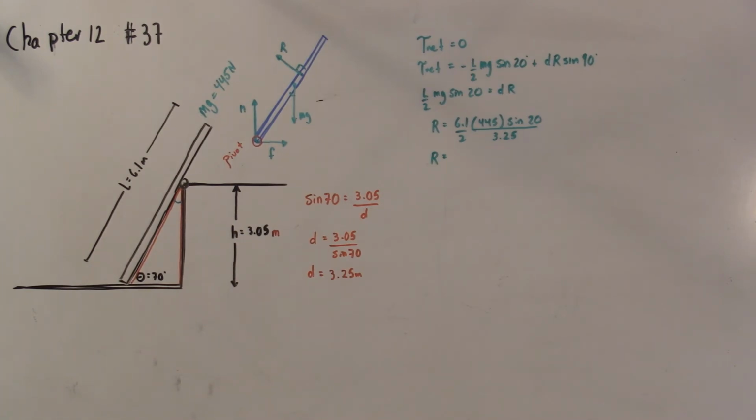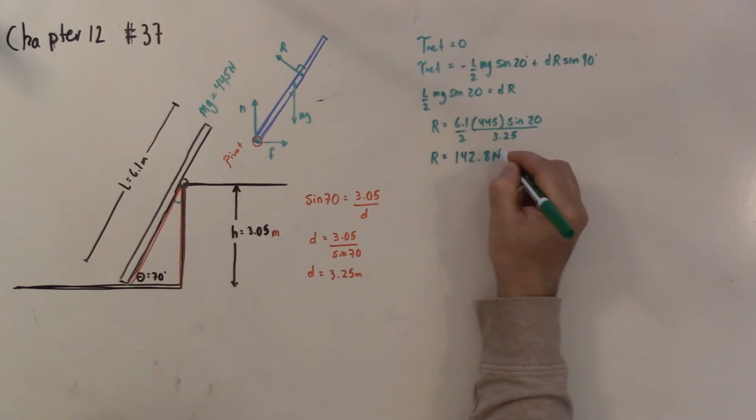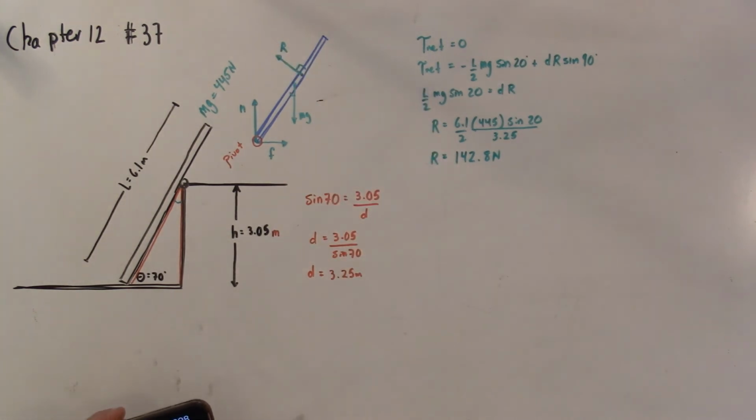Let me check my notes, hold on. I got the R value is 142.8 newtons. So that's pushing this direction. So that's the net torque statement. That works out for us.